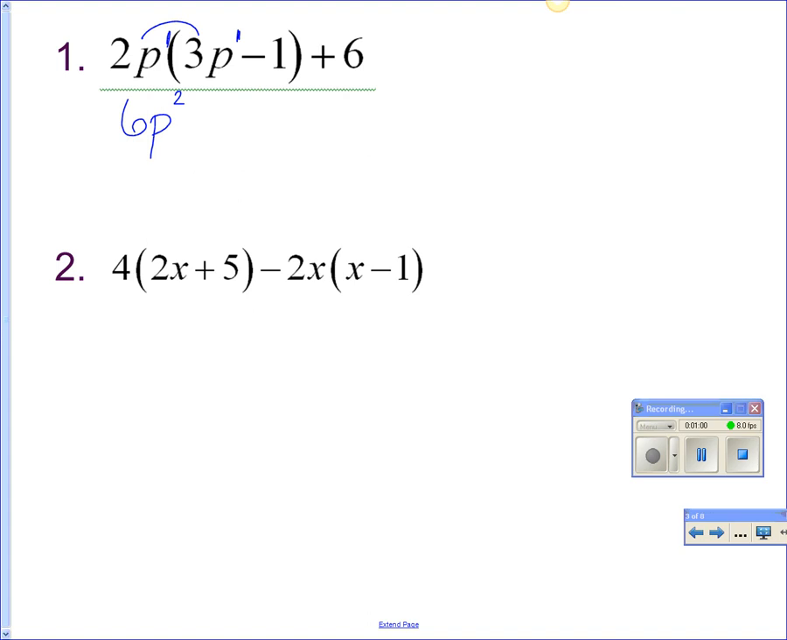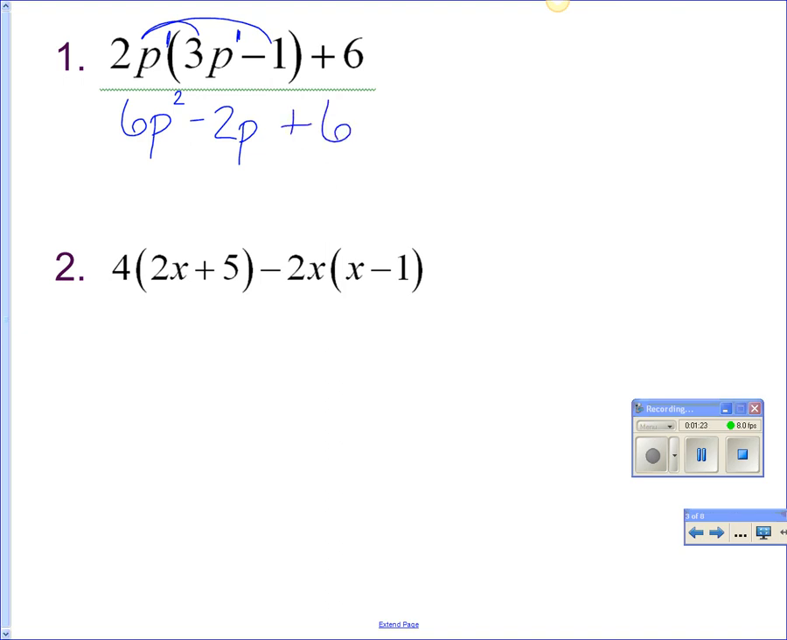What else do I have to do with 2p? Not subtract it, but times it. Parentheses mean to times. So now I'm going to do 2p times negative 1. What's 2 times negative 1? Negative 2, and put a p with it. And does anybody remember what I do with the plus 6? Drop it down. Very good.